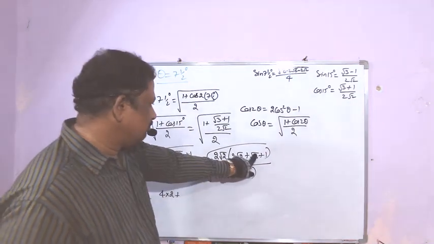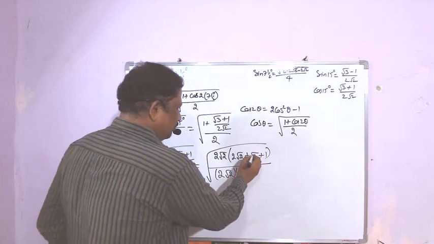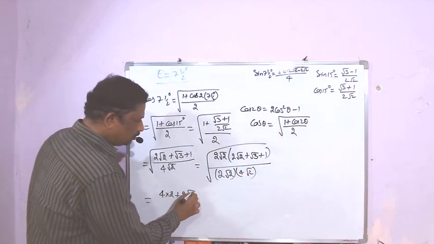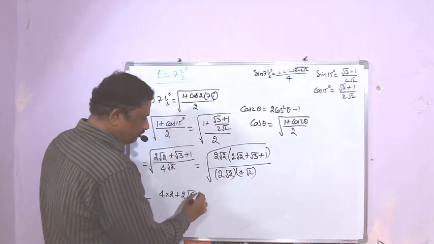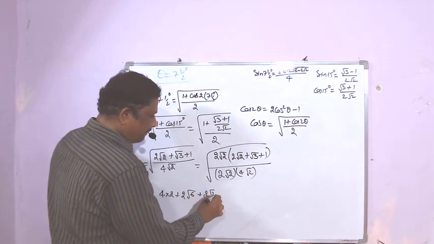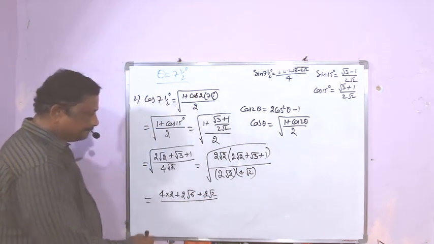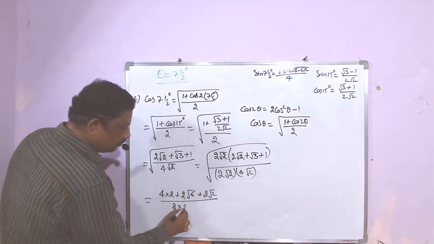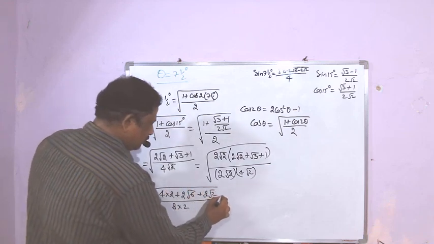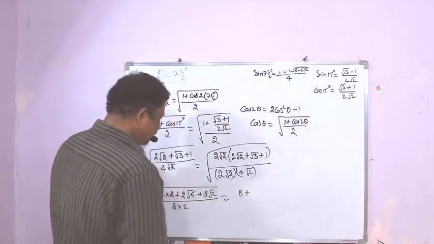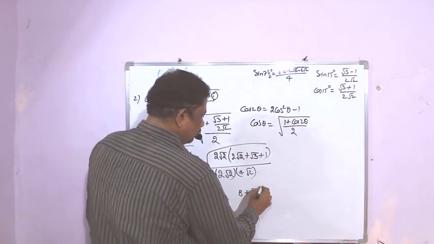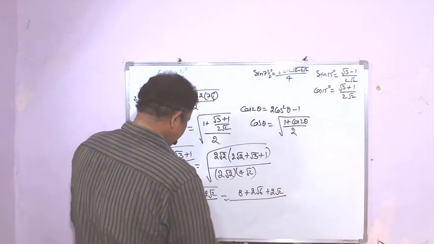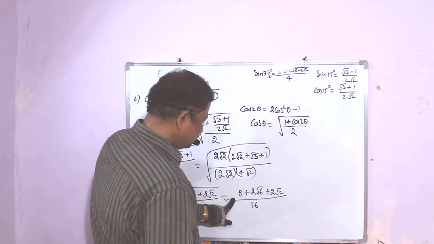Next here, 2 into this one, root 3, no? Here root 3, not root 6. 2 into root 6 comes. Finally we get 2 root 2 divided by 8. Root 2 into root 2, 2 will come. So this one becomes 8 plus 2 root 6 plus 2 root 2 whole divided by 16.